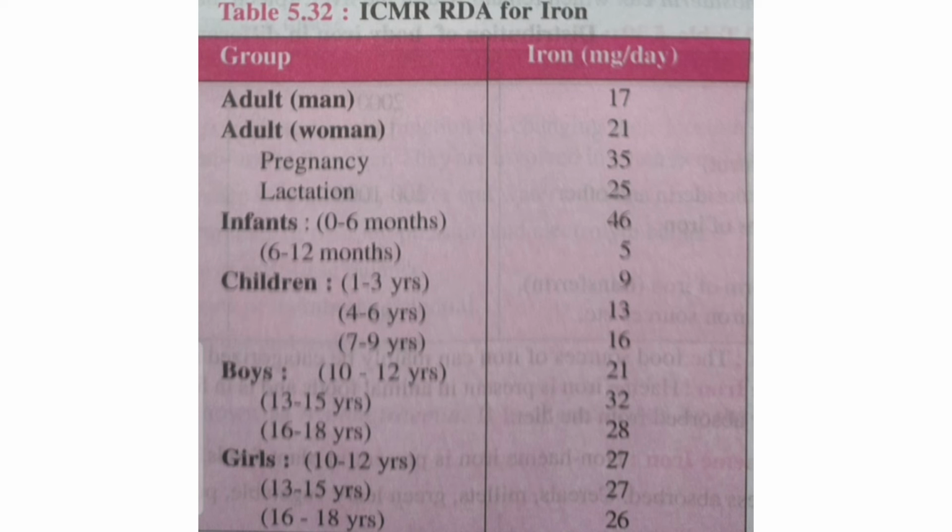For boys, for the 10 to 12 years of age, it is 21. For 13 to 15 years of age, it is 32. For 16 to 18 years of age, it is 28. For the girls, in the age group of 10 to 12 years, it is 27. For 13 to 15 years, it is 27. And for 16 to 18 years, it's 26.